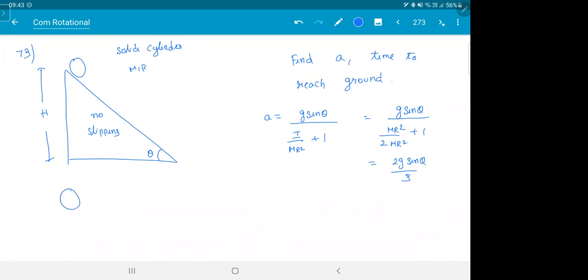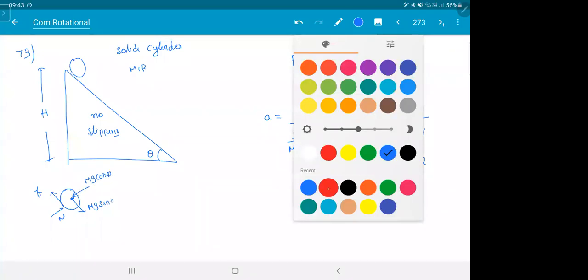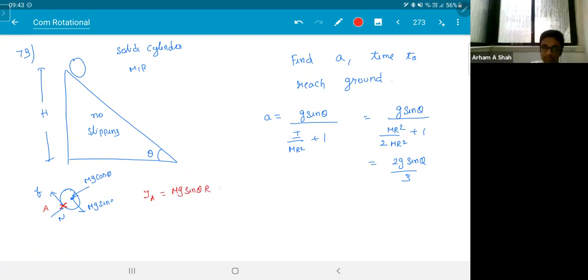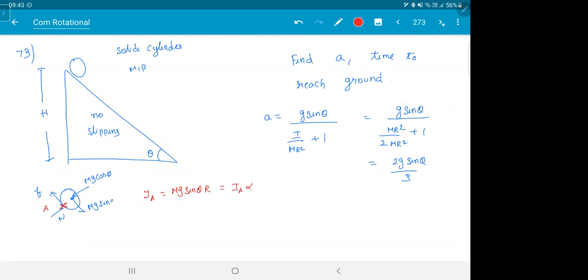In case you don't remember this formula, no issue, you can derive it. f, N, mg sin theta. You can just write the force equations, mg cos theta. You can take torque about the bottommost point. The torque about A would be mg sin theta r. That is equal to I_A alpha. So we get mg sin theta, I_A will be mr square by 2 for cylinder, na, plus mr square. So we get alpha will be 2g sin theta by 3r. a is equal to r alpha. So it won't take much time. Even if you forget, you can derive in a minute.